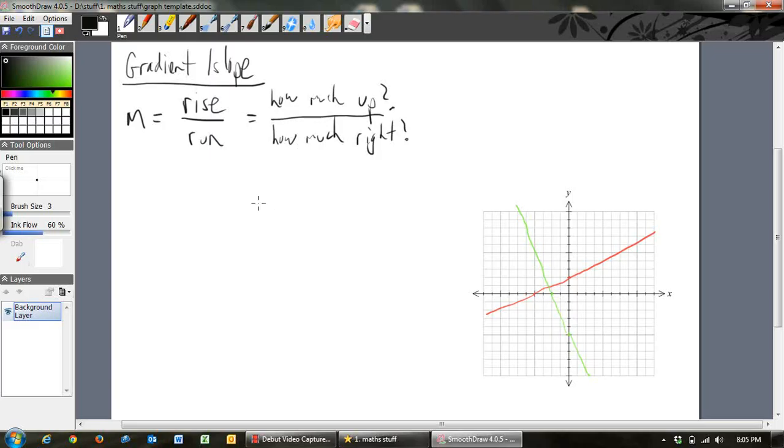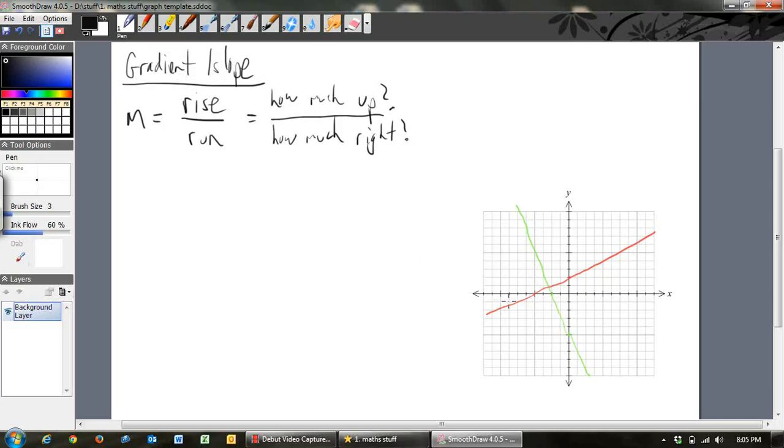So let's just have a look. I'm going to look at this red line and this green line here. And so we want to find the gradient of each of those. And so what you do is you pick 2 points on the line. Any 2 points, it does not matter which 2 points that you choose on that line. In fact, I'll go blue. 2 points on this line, and we're going to see, starting at one point and going to the other point, how much you go across and how much you go up.